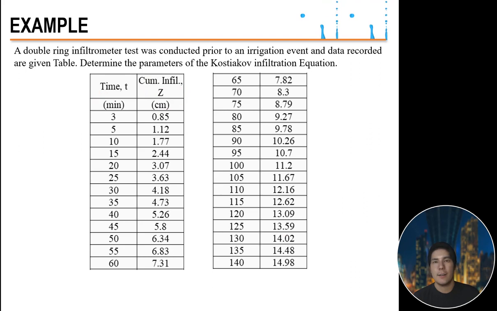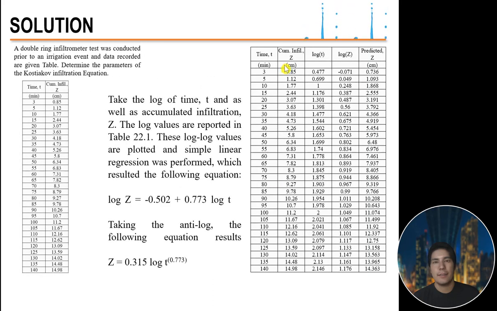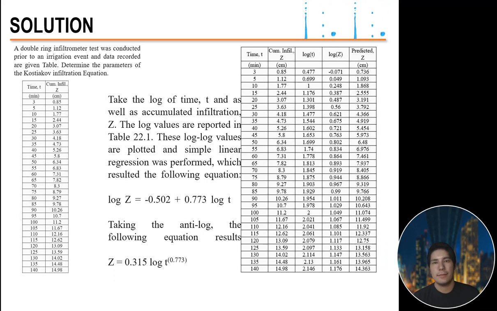To determine the parameters in the Kostiakov infiltration equation, we have this time and this cumulative infiltration. We take the log of time and then we take the log of Z, and then we can now compute for the predicted value of Z. In equation form, we have log Z equals negative 0.502 plus 0.773 log t. Or Z in terms of the exponential equation, we have 0.315 t raised to the power of 0.773.